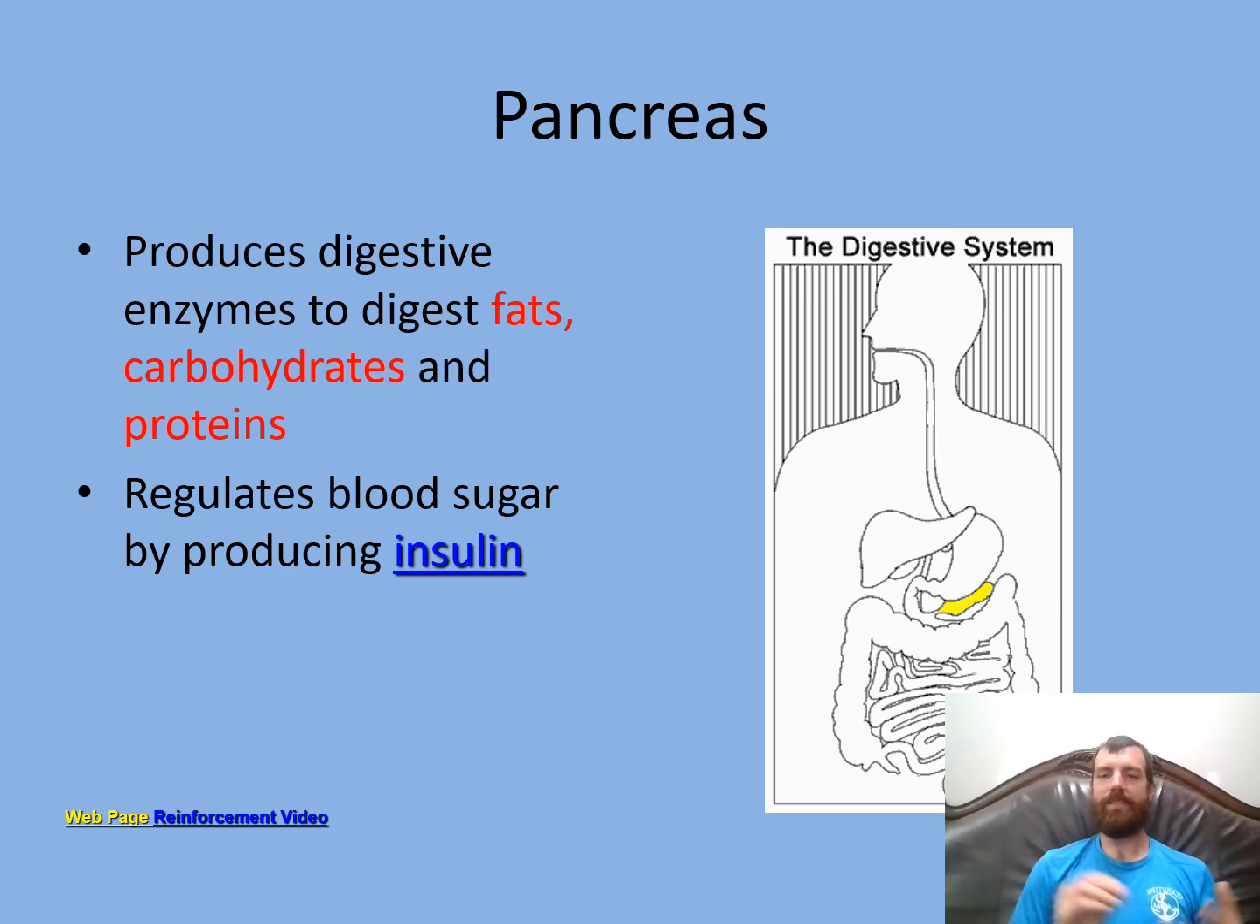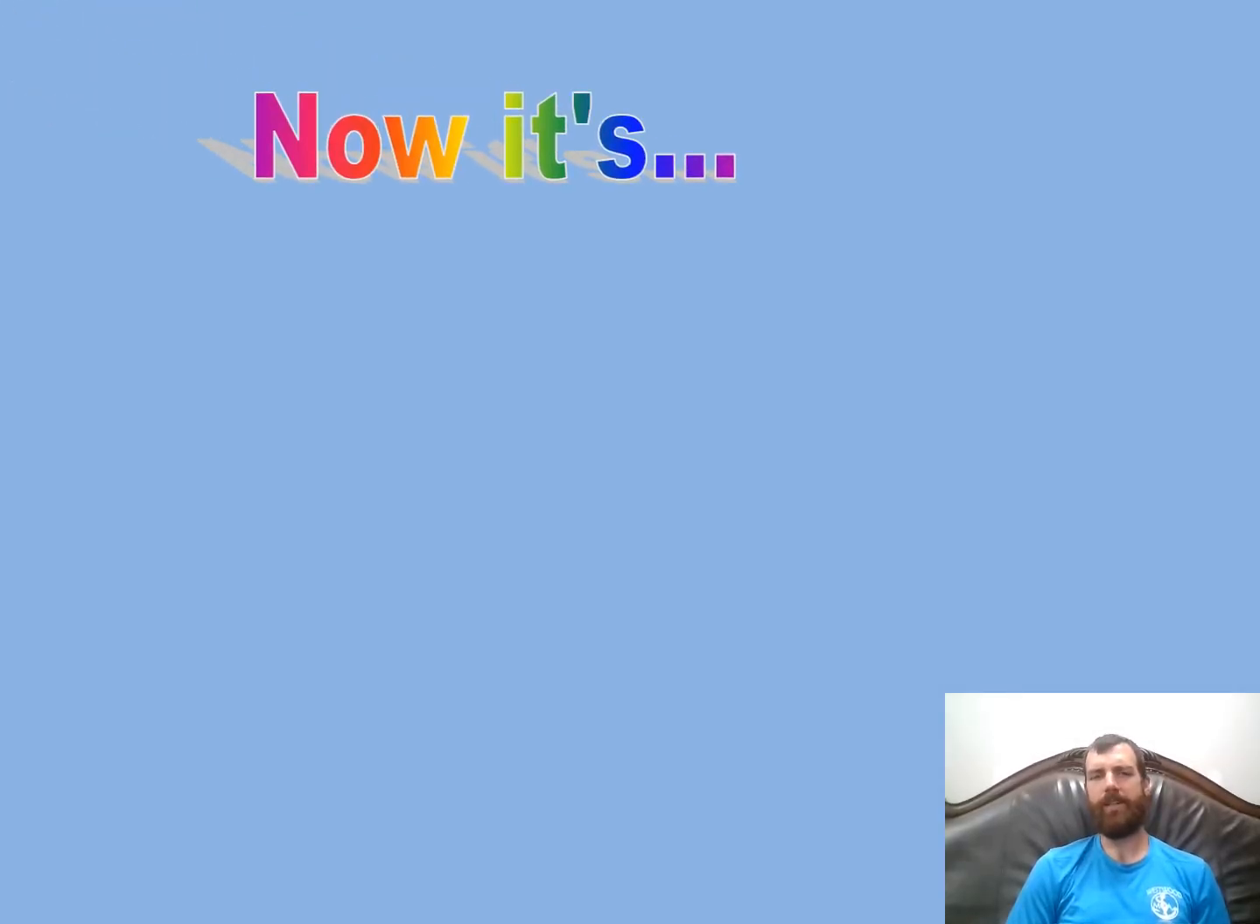So it injects these digestive enzymes that are going to help break down our fats, carbs, and proteins into the smallest little Lego bricks they can be. And then those Lego bricks are going to get absorbed into our bloodstream and sent around the body. I think we're nearly done here.